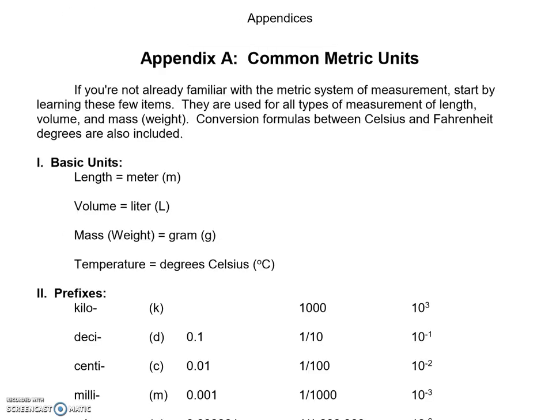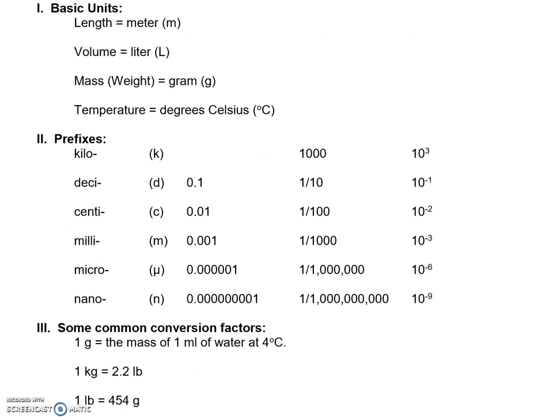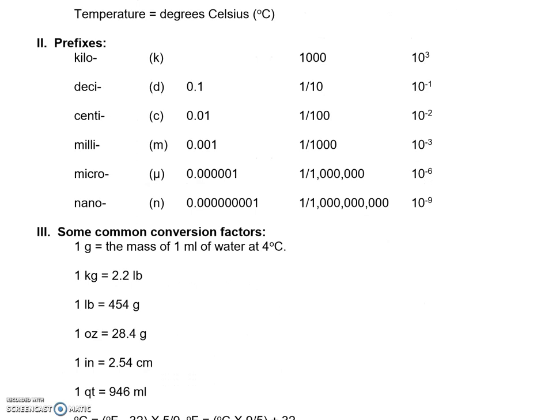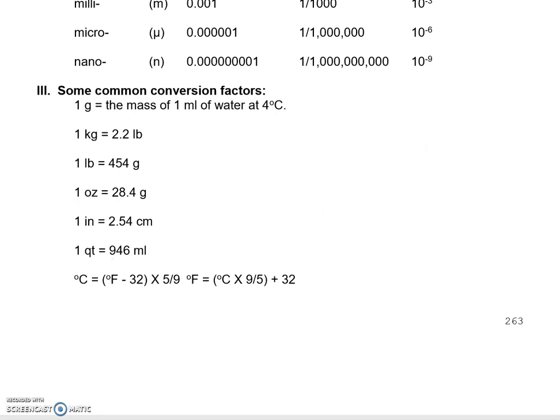So one last thing before I let you do the work and figure the metrics problems out. You might want to take a look at the appendix handout that I posted in this lab for you. So take a look at Appendix A. It's common metrics units. You find a review of the basic units again, and the prefixes listed right here too, and the common conversion factors are listed here for you in part 3, including the conversion Celsius to Fahrenheit and Fahrenheit to Celsius. That might be a useful reference here.